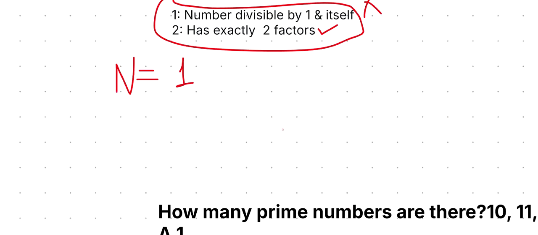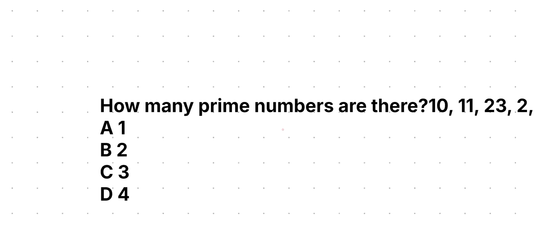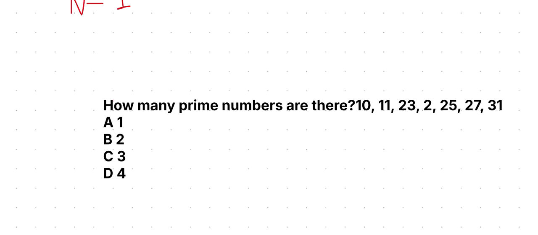Before that, we will give you one quiz. Please answer it in the comment section if you know the answer. How many prime numbers are there? 10, 11, 23, 2, 25, 27, and 31.